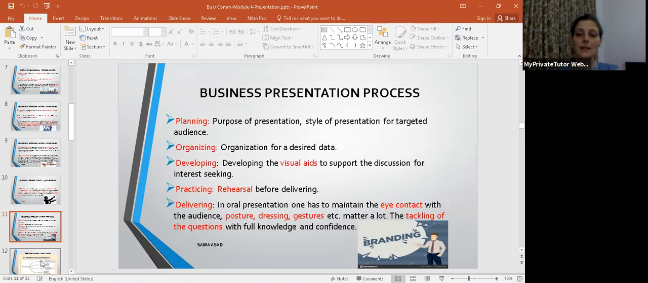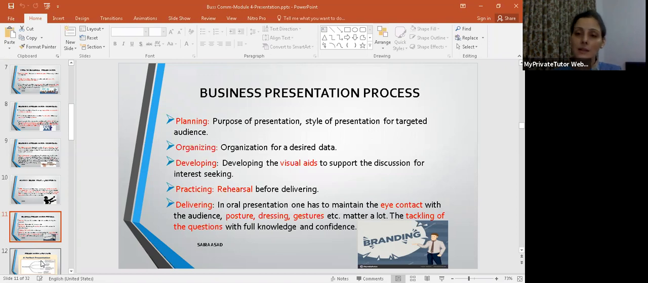Then the rehearsal comes. You have to get yourself fully equipped about the data, about the information before presenting in front of the audience. Then delivering. At the delivering stage at the end, in oral presentation, one has to maintain eye contact with the audience. Posture, dressing, gestures, etc. matter a lot. And tackling the questions with full knowledge and confidence.